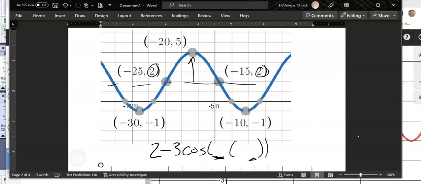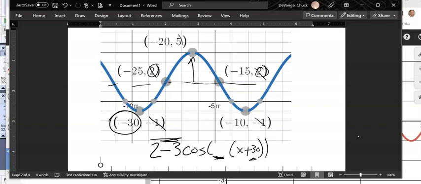So now we're done with Y's. Don't look at Y's anymore. That's a really common mistake that I see. So this first identified point is at negative 30. So we know it was shifted left 30. So this will be X plus 30.